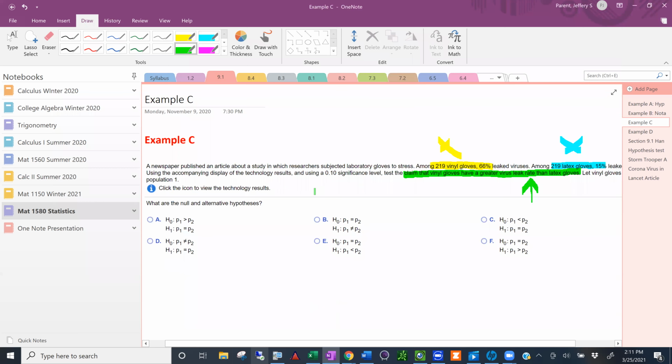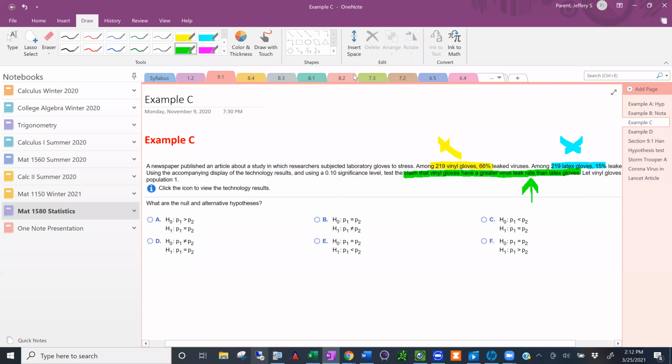The other thing to notice is that we've got two samples. I put one in yellow, I put one in blue. No special significance to those, just colors that I chose. So that's showing you we've got two samples. Let me write down some data from this and get working with our hypothesis test. We're going to test the claim that the vinyl gloves have a greater virus leak rate than latex gloves.